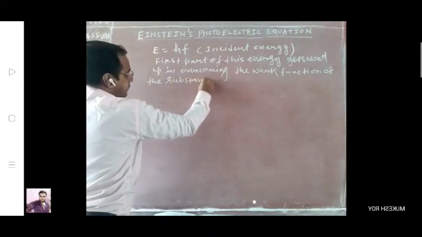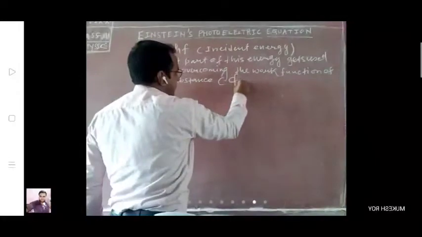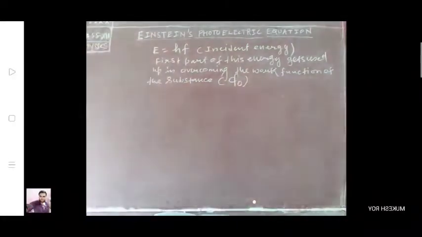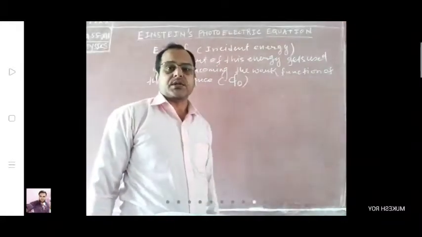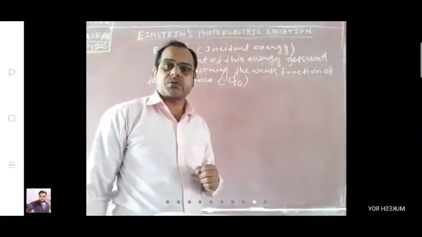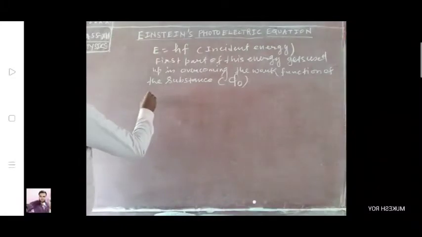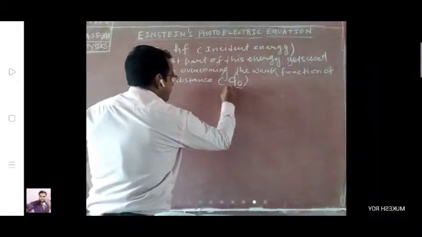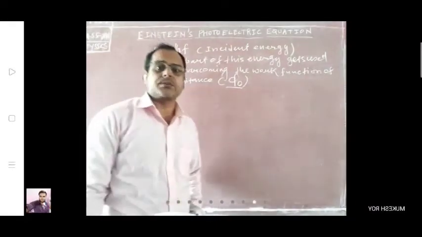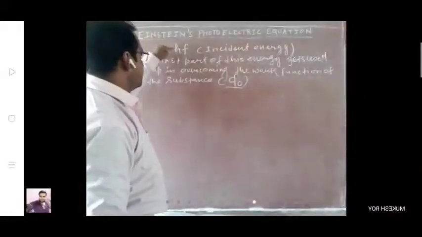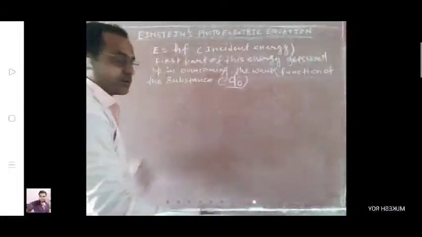Right? और इसको हम लोग क्या बोलते हैं? Phi naught बोलते हैं. So first part gets utilized in overcoming the work function of the particular substance. That is, हम लोग photosensitive substance के नाम से उसको जानते हैं. ठीक है? Therefore, first part gets utilized in this one. Some energy has been wasted in terms of electron volt, in terms of joule. Incoming energy was h nu. So first part gets utilized.